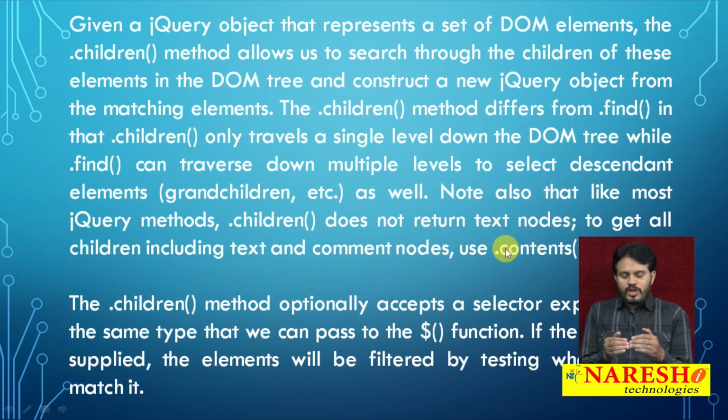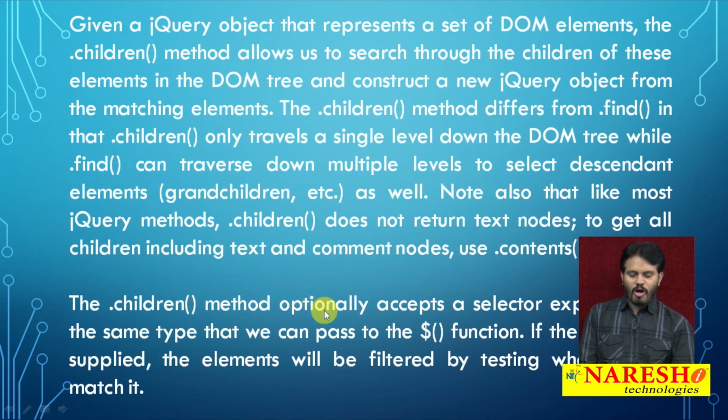Right. So the children method is going to find only elements, not any plain text nodes or comments. If you want to get the children elements along with the text nodes plus comments also, then you must use another method, the contents method. This method we will discuss in a further video session. Right now in this video session we are discussing only one method, the children method, that is used to traverse and find those elements which are the direct children of each element in the set of matched elements.